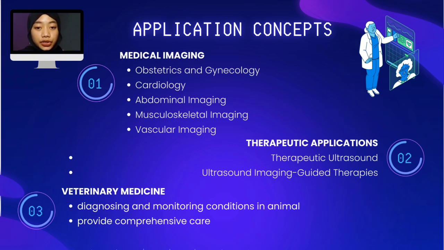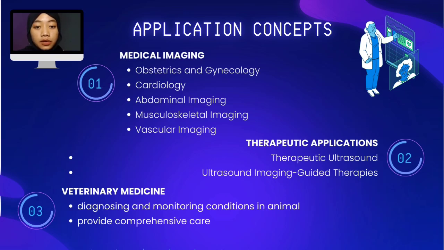Second, cardiology. It aids in diagnosing heart conditions, evaluating heart function, and guiding interventional procedures like echocardiography. Third, abdominal imaging. Ultrasound helps in visualizing abdominal organs such as the liver, kidneys, pancreas, and gallbladder, aiding in the diagnosis of diseases like liver cirrhosis, kidney stones, and pancreatic tumors.